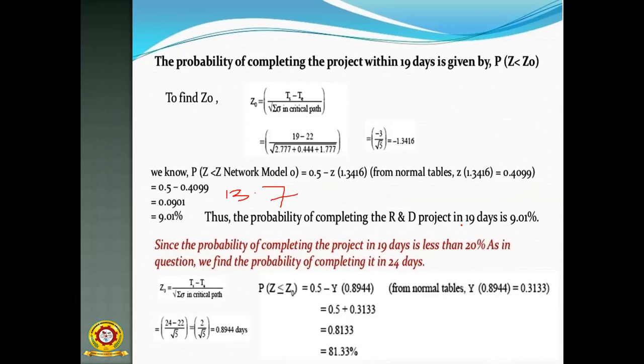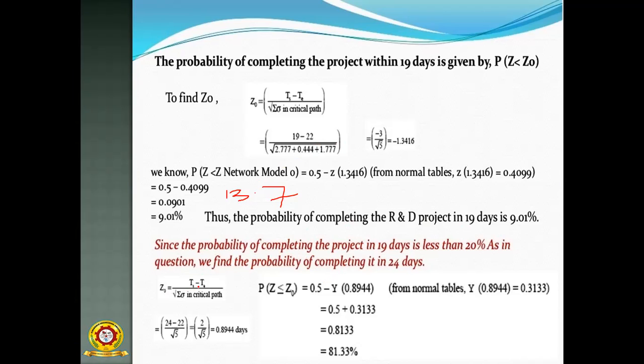Because it is less than 20%, you are going for 24 days. Then 24 minus 22 over root 5. The condition is not satisfied, since the probability of completing this project in 19 days is less than 20%. So 13.7 is also less than 20%. That's why you are going to 24 days.